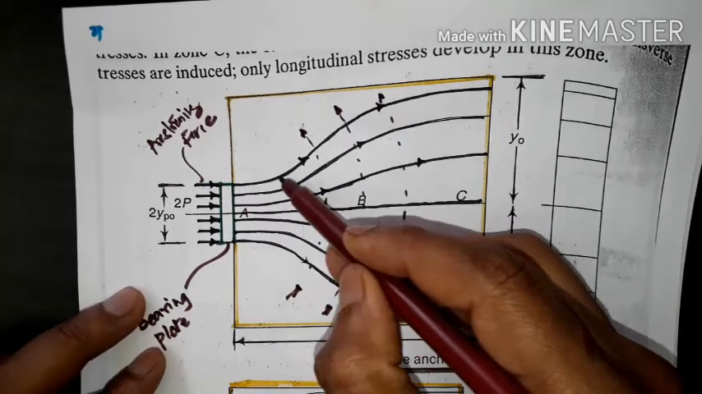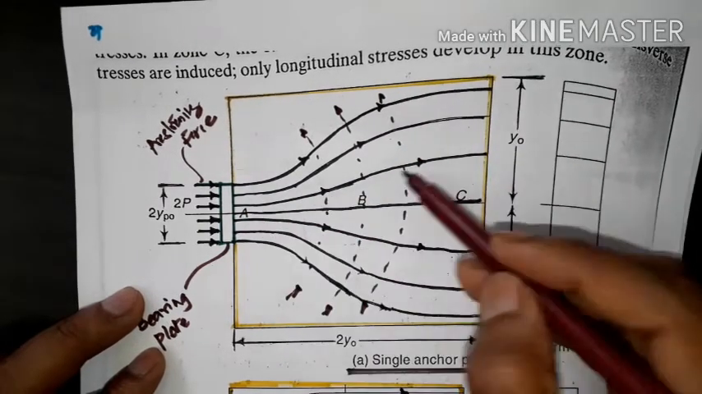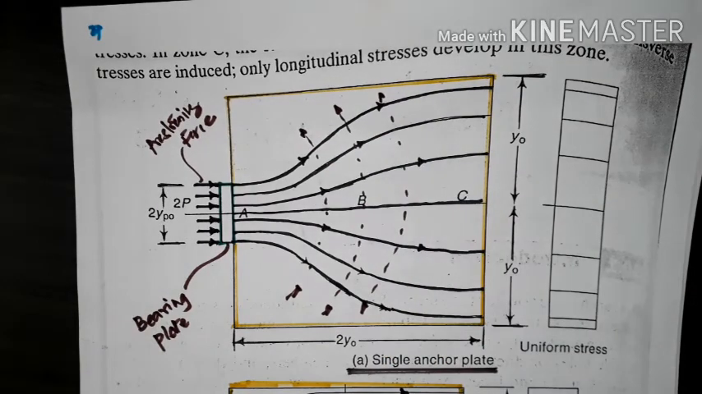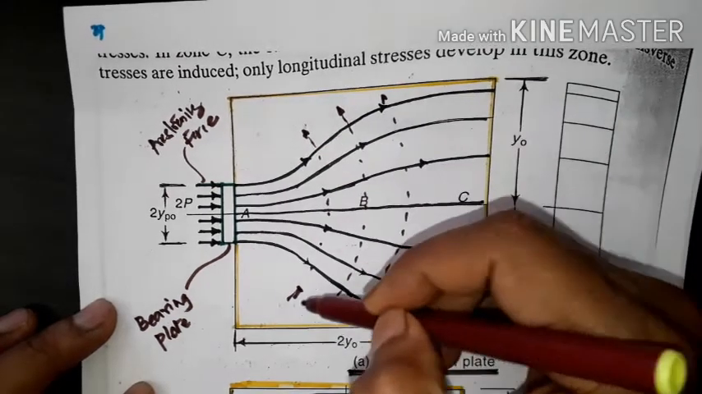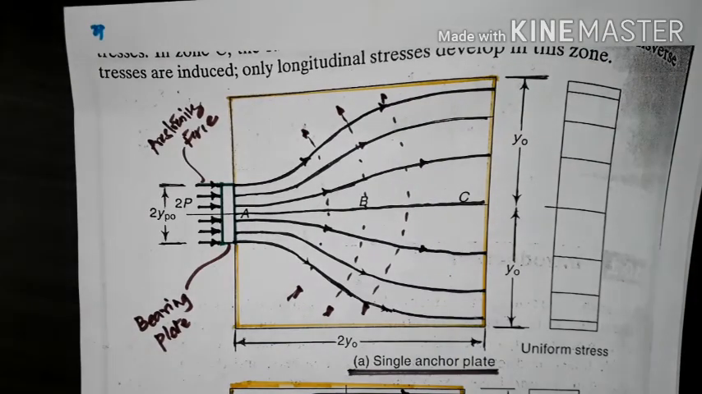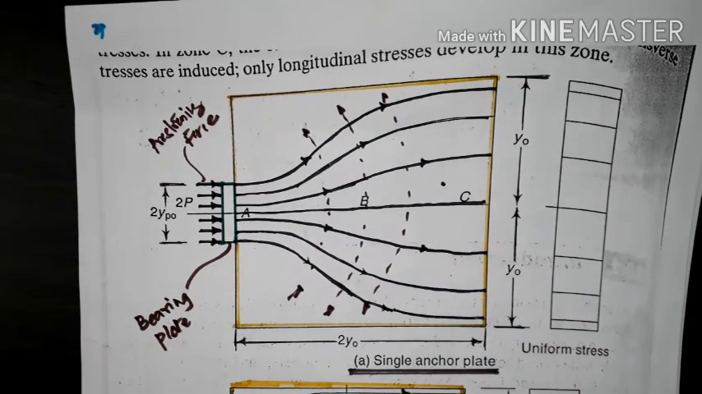So these are the longitudinal stresses. इनको बोलते हैं जो black line है ना, these are the longitudinal stresses and these are the transverse stresses. So what is it called? The transverse stresses developed in the anchorage zone are tensile. Since concrete is weak in tension, adequate reinforcement should be provided to resist this tension.